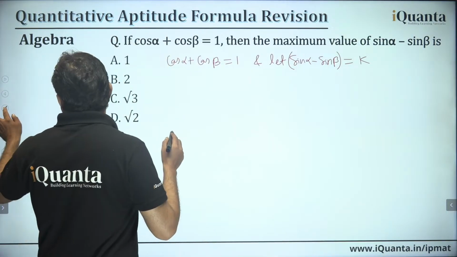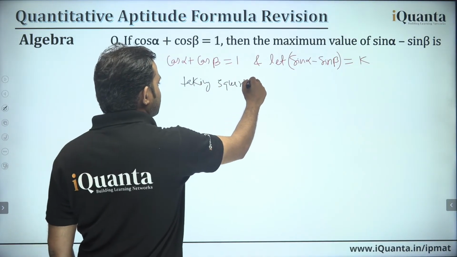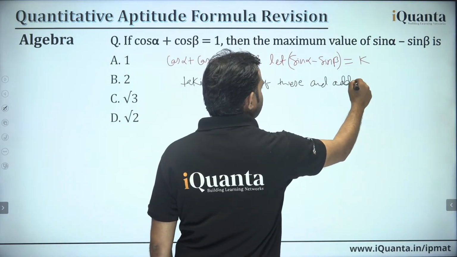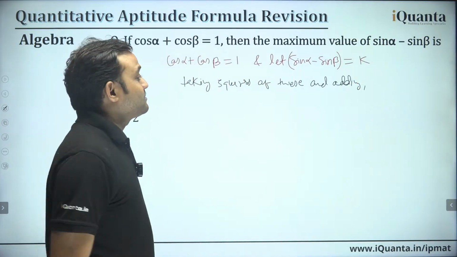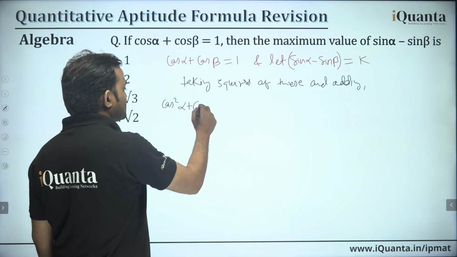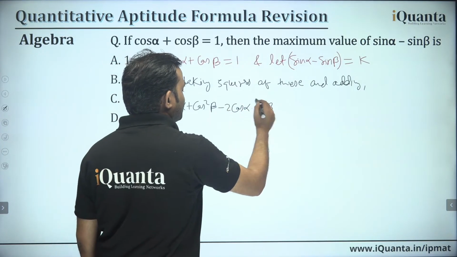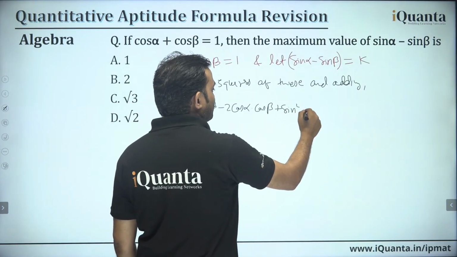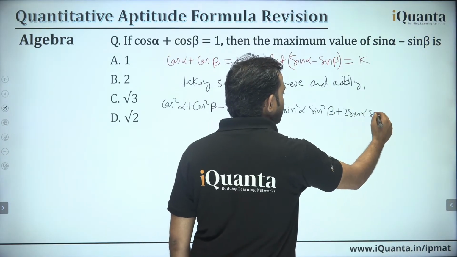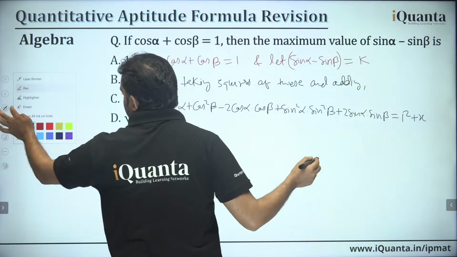Now if I take squares of these expressions and add them, what do we get? We get cos square alpha plus cos square beta minus 2 cos alpha into cos beta, and this will become sin square alpha plus sin square beta plus 2 sin alpha into sin beta. This will be equal to 1 square plus k square, right?